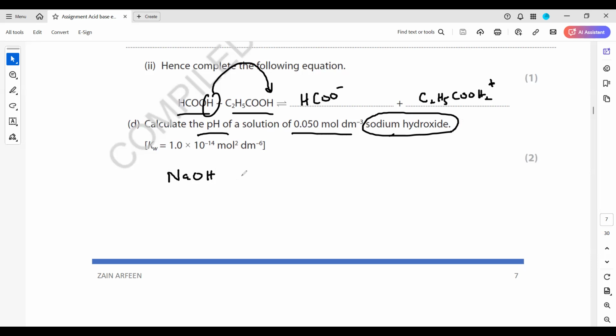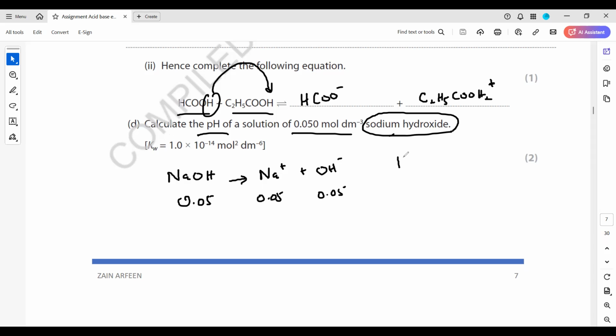That's a definition. It will dissociate into sodium ion and the hydroxide ion. If, let's say, this was not sodium hydroxide but something with 2, then we would write 2 here. But this is 1, so it's 1. If the concentration is 0.05 moles, it is the same concentration for sodium ion and the same concentration for hydroxide ion.